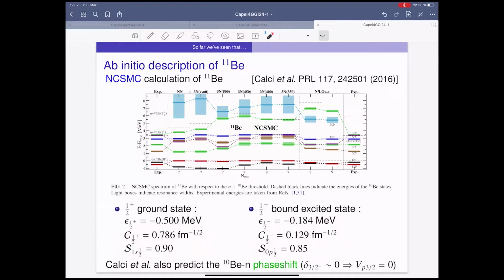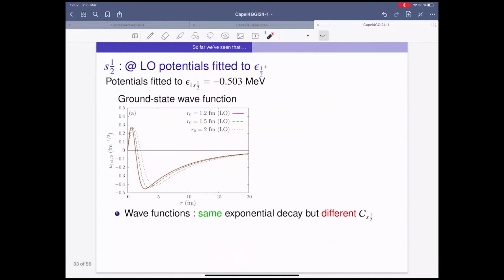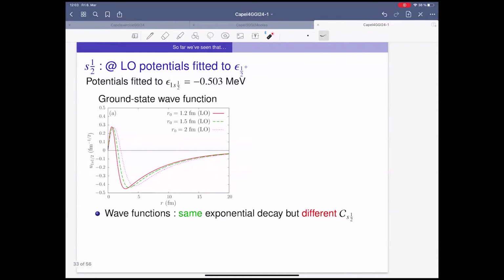And they also predict phase shifts. So in particular in the P3/2, they predict that the phase shift at low energy is 0. So if it's 0, we put 0 for the potential. Okay, so we reproduce that. And so we put that together. We said, okay, we do that, and we perform the calculation. So at leading order, that's what we get. Different ANCs. We don't fit the ANC, but they all reproduce the same binding energy.